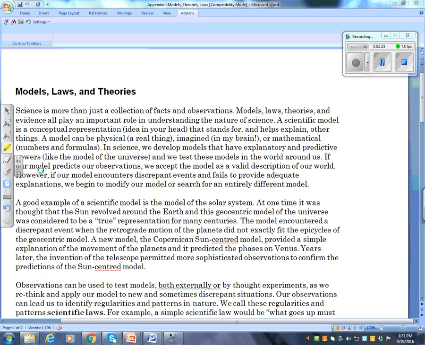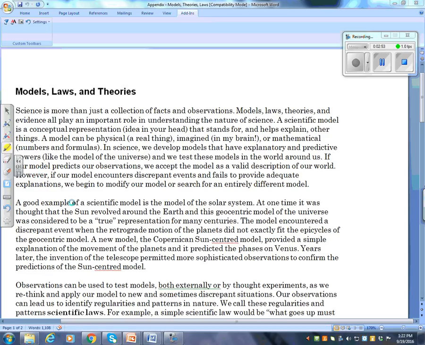However, if our model encounters discrepant events, there's a word you've probably never seen before. Travis, you're not listening. You're highlighting. A discrepant event is an event that you didn't expect to happen. For example, if you wake up tomorrow morning and the sun does not come up in the east, that's a discrepant event. That's unusual. If people start falling off the edge of the world, that's a discrepant event. It doesn't match what should be happening.